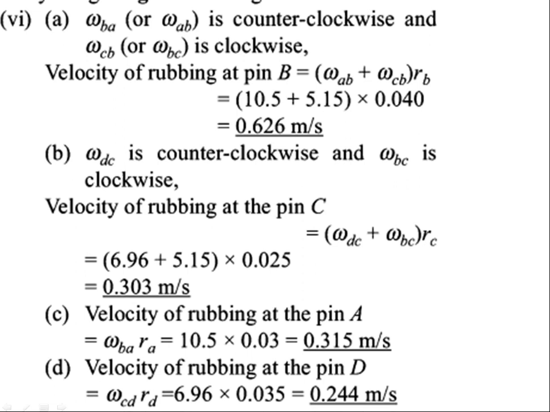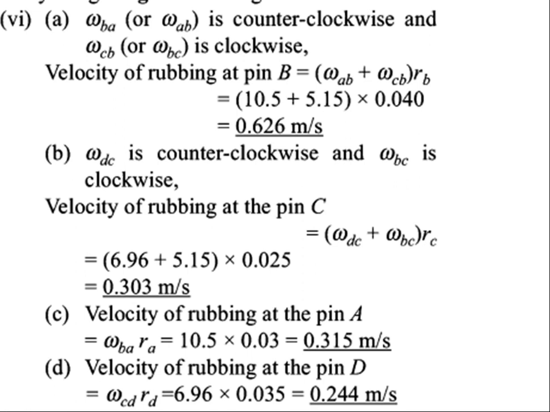Whereas in this case, the velocity of rubbing at pin A has only one, omega BA, because the other side is fixed. And for D also, one side is fixed and the other link is CD. So we take the velocity of rubbing in the same way and we have taken the same direction here. Omega DC is counterclockwise only. Omega BA is also counterclockwise and omega DC we have also taken counterclockwise.